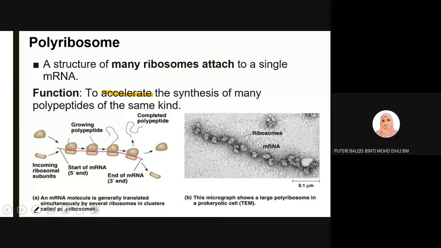For example, we want to produce polypeptide yang banyak. Kita nak polypeptide B, contoh. Kita nak polypeptide yang nama dia B ni. So, B ni kita tak nak satu je. Kita nak hasilkan banyak polypeptide. So, macam mana kita nak buat? Kita ada polyribosome. Okay, kita nak mempercepatkan sintesis polypeptide nama dia B ni, kita ada mechanism ni, process polyribosome. Boleh ke?